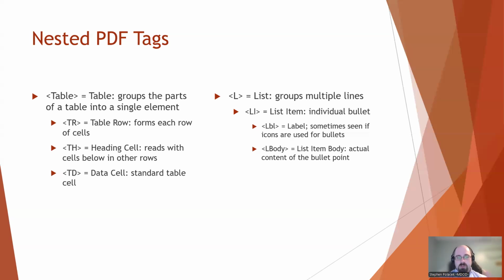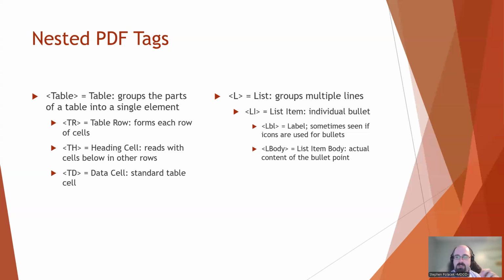So for a table, the actual parent, the umbrella tag, is Table. That's the one you'll see when you look at a table in a PDF. That table is going to consist of TR, or table rows. So every line of a table is going to be a separate TR tag. Inside of that tag, there will be either TH, which is a heading cell, or TD, a data cell.